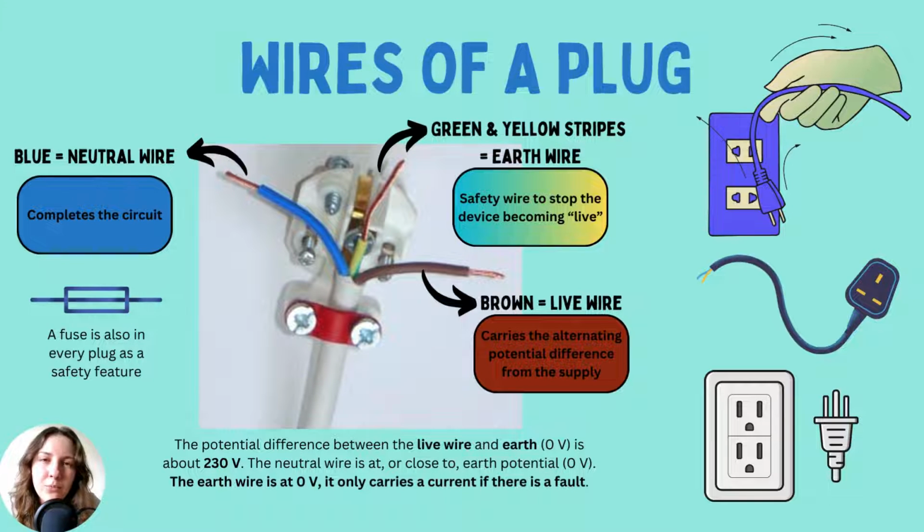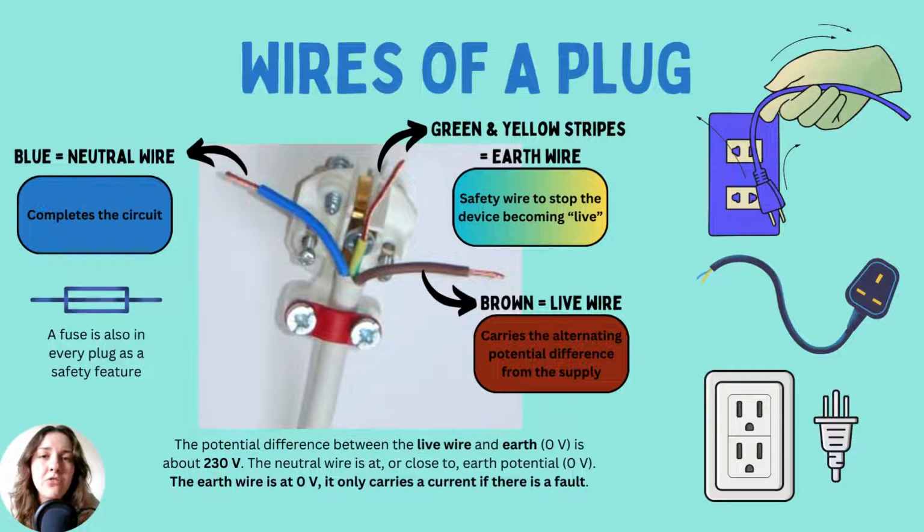But essentially, there will be three wires, and they all work the same, whether there's three prongs, two prongs, whatever. You should have a neutral wire, which is blue. You should have a brown wire, which is live. And you should have a green and yellow striped wire, which is the earth wire.